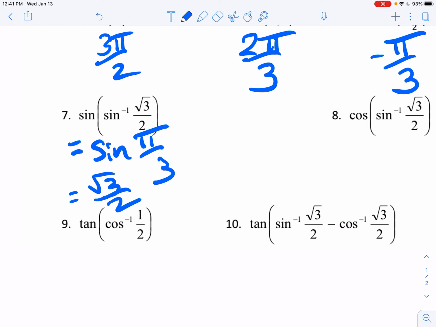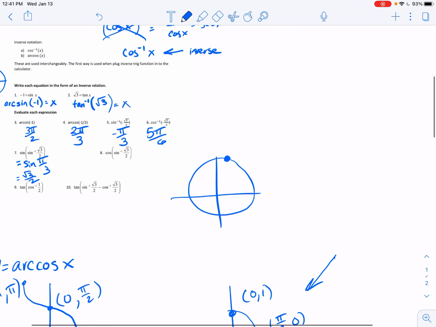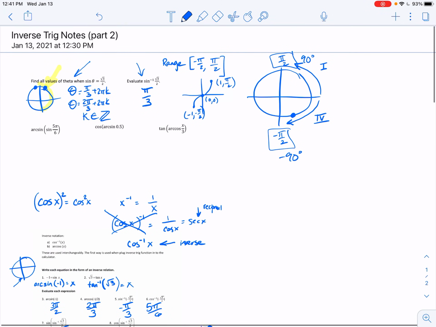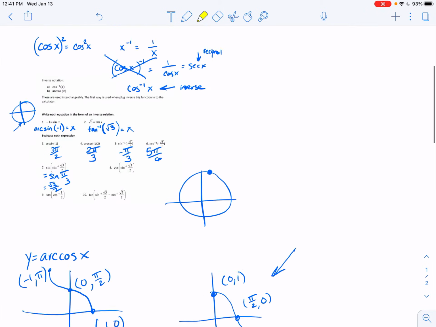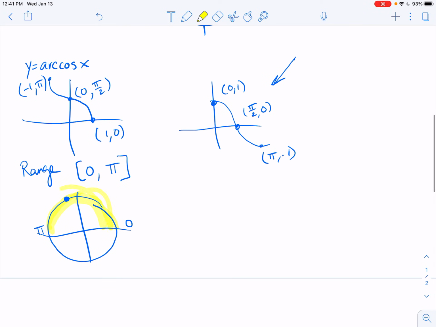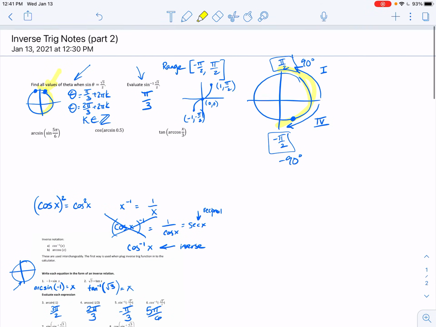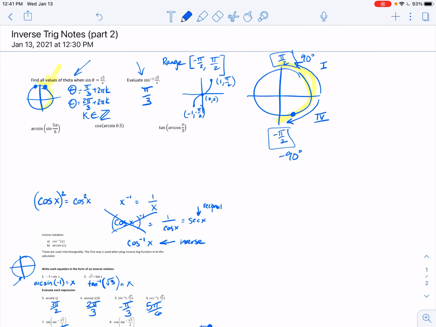It will and it won't. So be careful about that. It will if you're in the world that you're supposed to be in. Okay? So if you're living in this world, for sine they're going to cancel each other out. If you're living in this world here for cosine, they'll cancel each other out. But check this out right here.